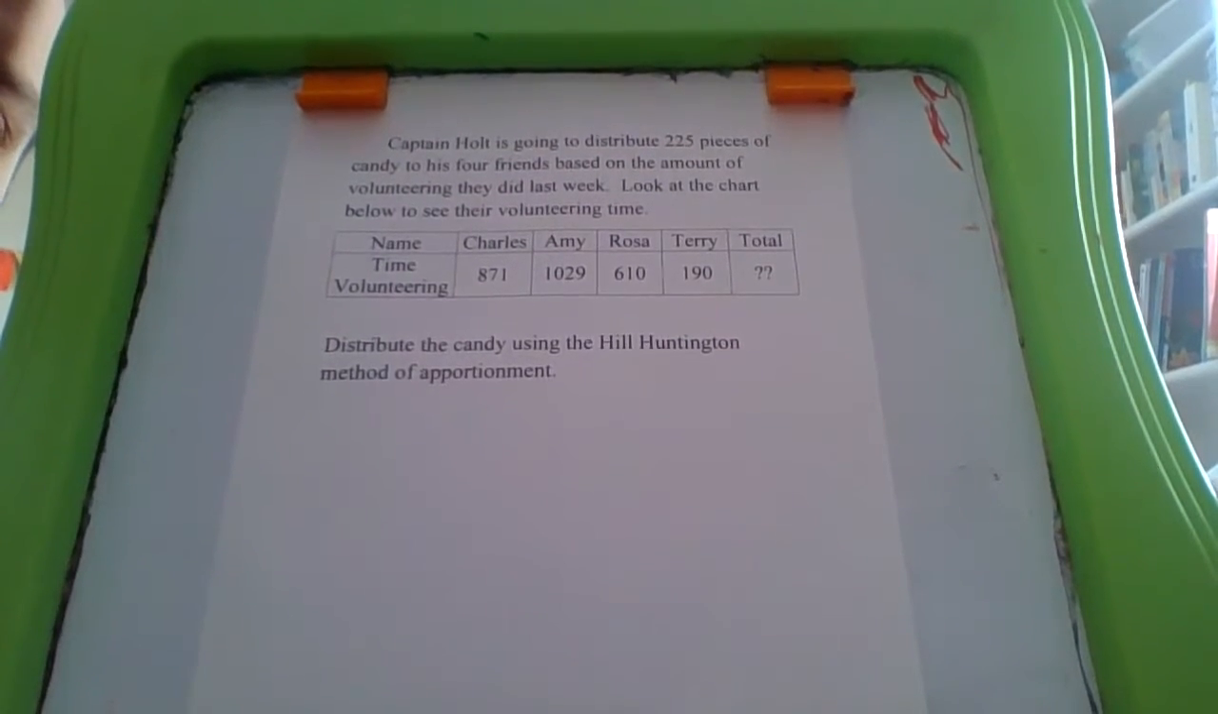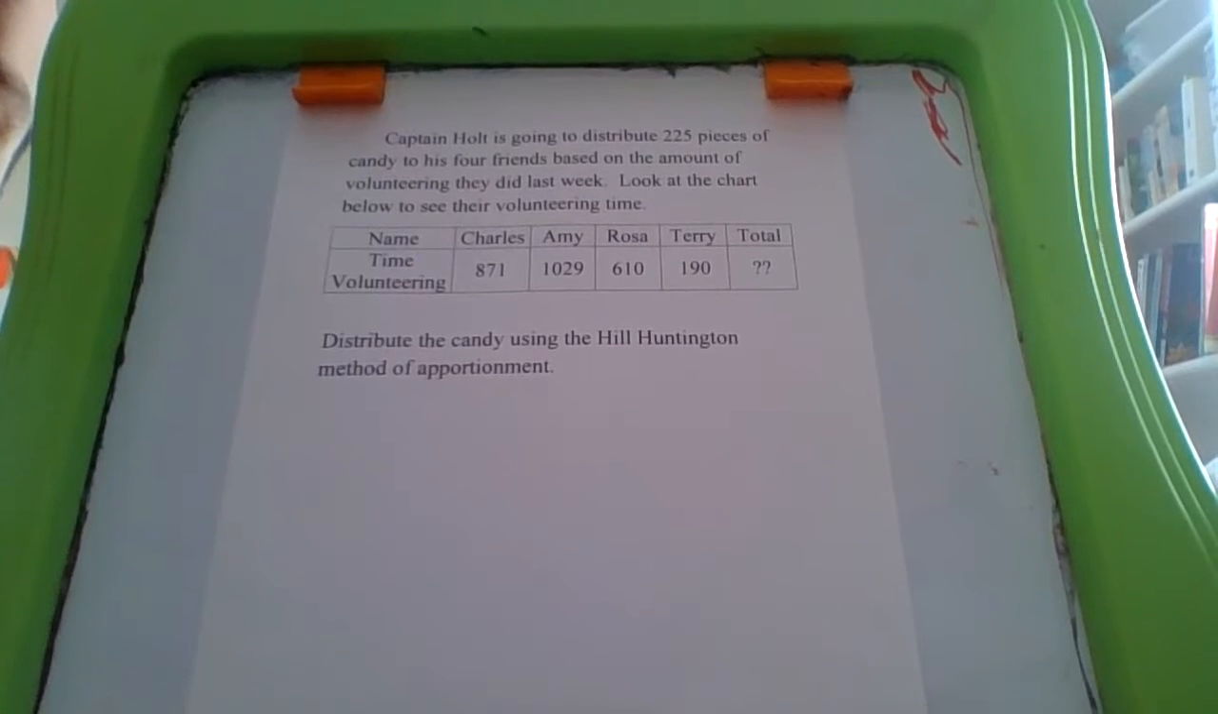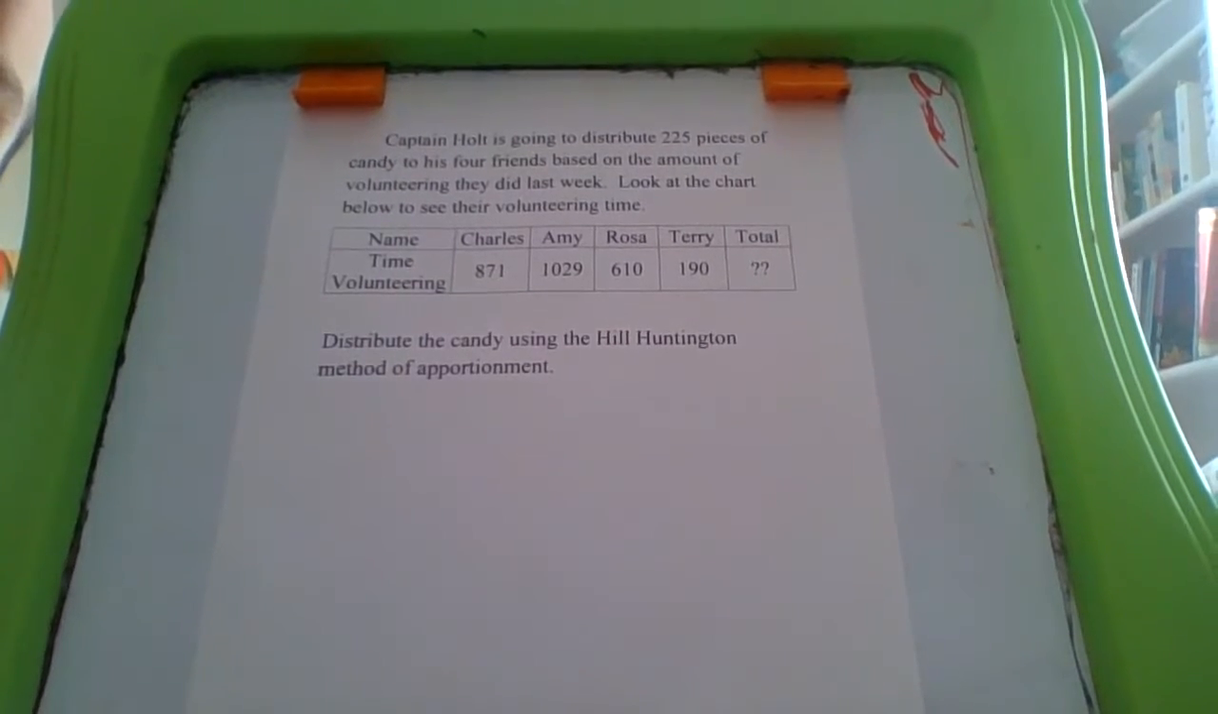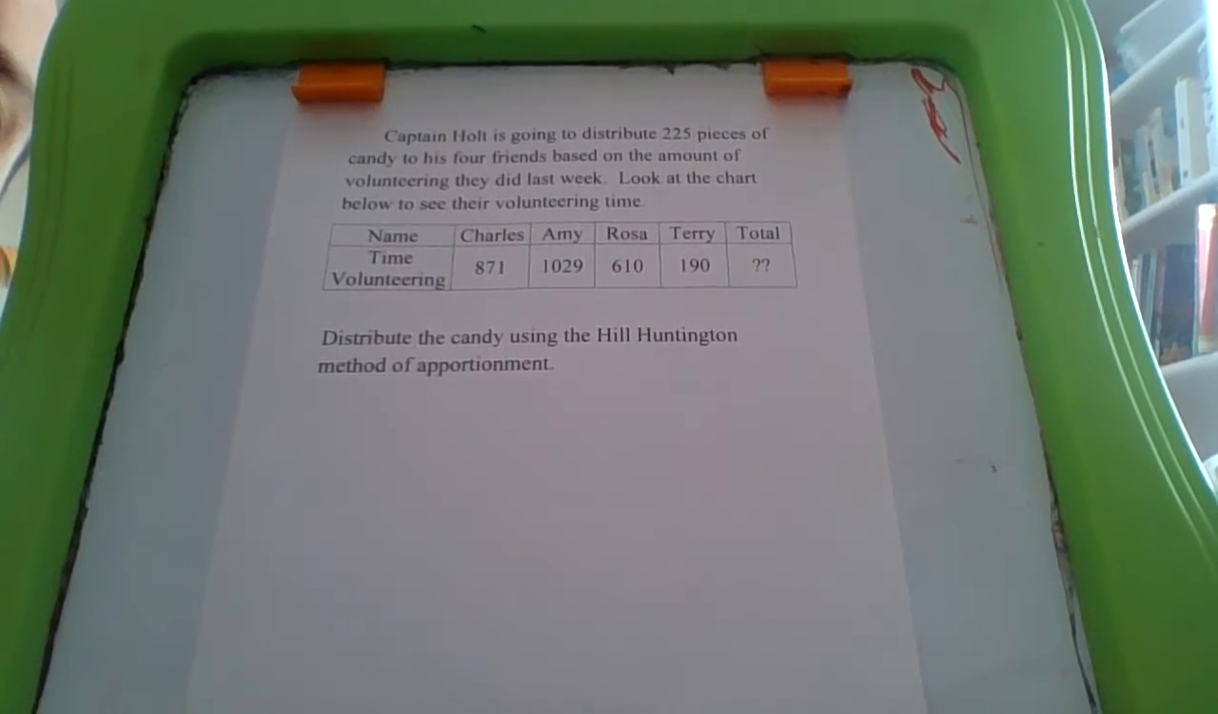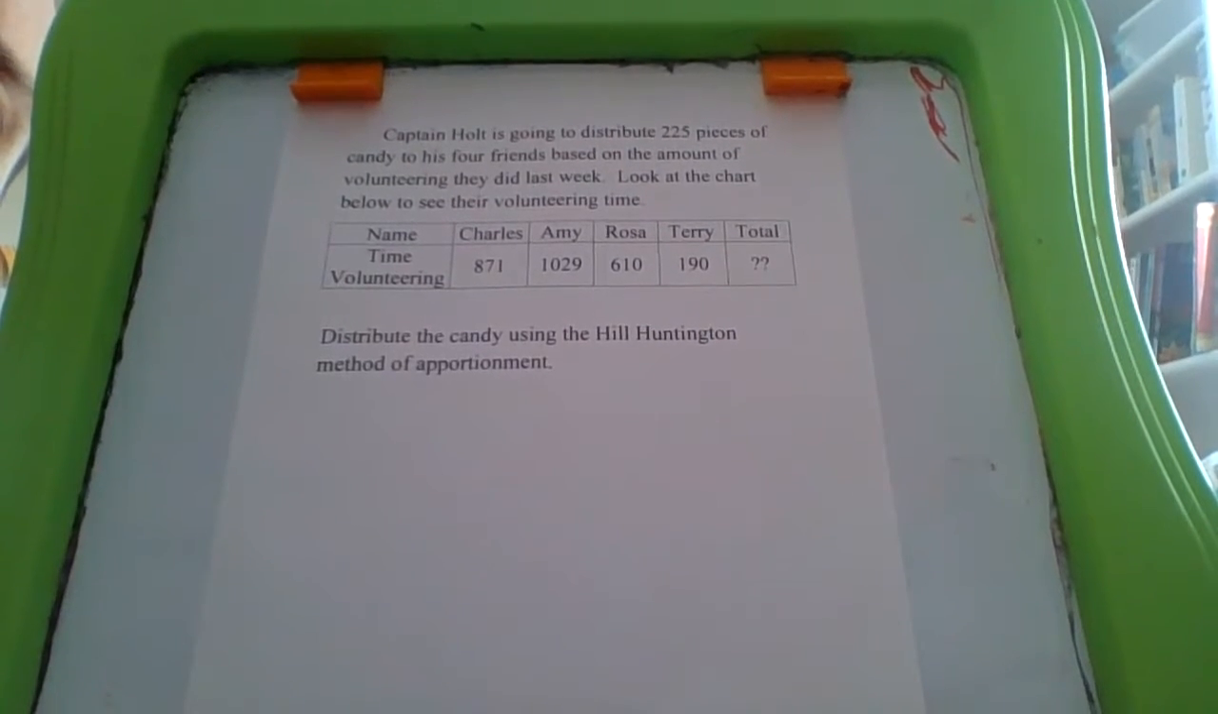Hello, ladies and gentlemen. Today we're going to go through a problem on the Hill-Huntington method. This problem is what you're seeing right here on the paper. I'm keeping the camera up there so you can copy it down in your notes. I'm going to have to move this now and take the problem down.